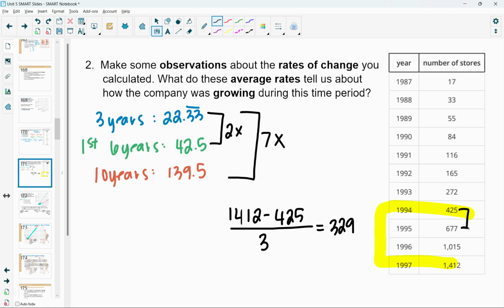So then you could just look at how much these stores actually changed each year. So 677 minus 425 gives us a change of 252 stores. 1015 minus 677 gives us a change in 338 stores. And 1412 minus 1015 gives us a change of 397 stores, all relatively close to this 329 per year, right? So one kind of below, one above, and then the middle one is pretty close. So it does do a pretty good job for those last 3 years.